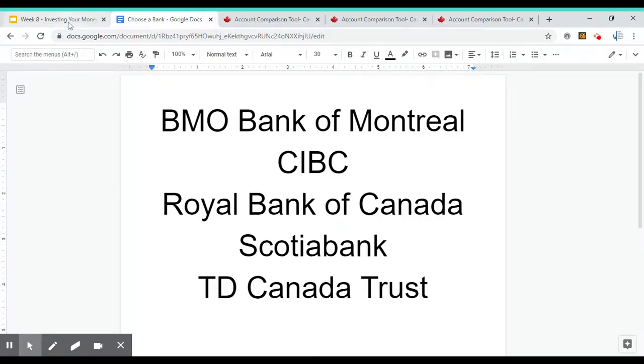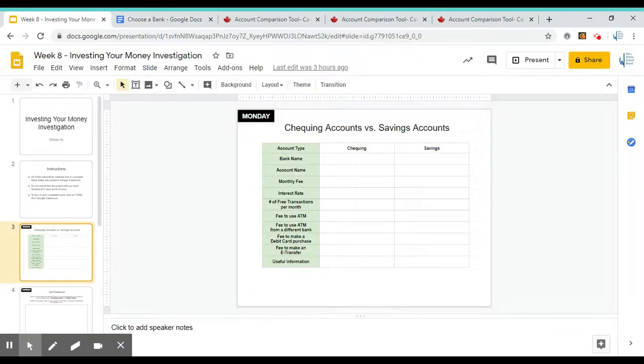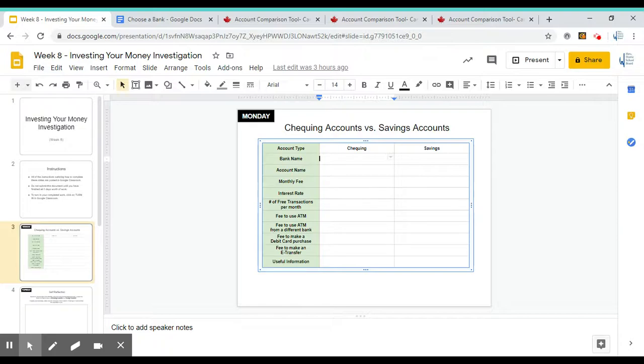So once you've decided which one you want, in the section where it says bank name, you are going to type the name of the bank that you just chose. So I am going to do an example, but I am not going to use one of those 5 banks because that's what you were researching. I picked the 6th biggest bank, which is the National Bank of Canada. So I typed in National Bank of Canada, and I'm going to type it in here as well under savings, because our goal is to compare a savings and a checking account at the same bank. So you need to make sure you're using the same bank for both.